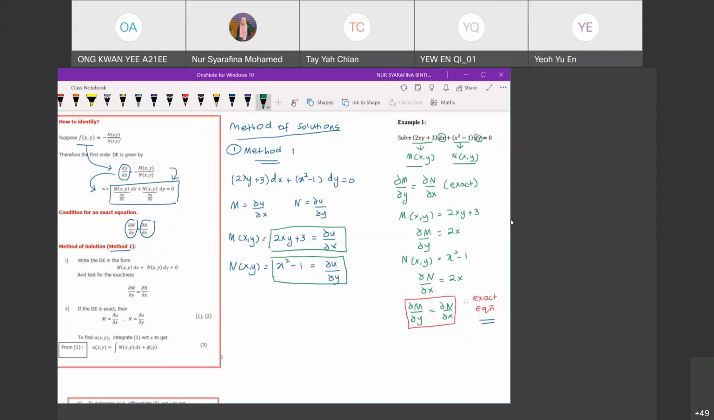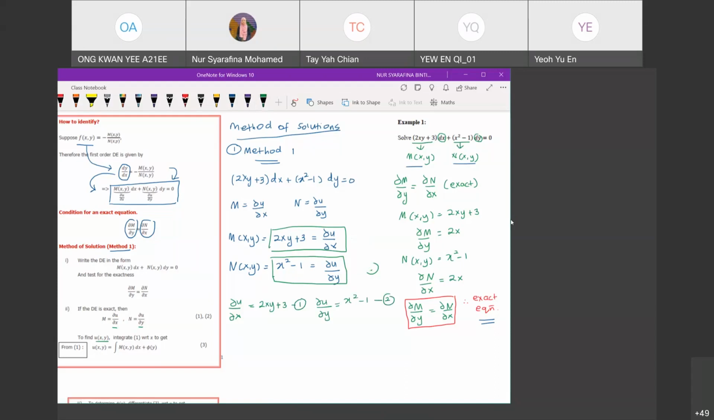So now we have your ux, we have your uy. Then to find uxy, integrate 1 with respect to x. Okay, so this is your 1, this is your 2. So you have del u del x equals to 2xy plus 3. You have del u del y equals to x squared minus 1. This is the first equation, this is the second equation.